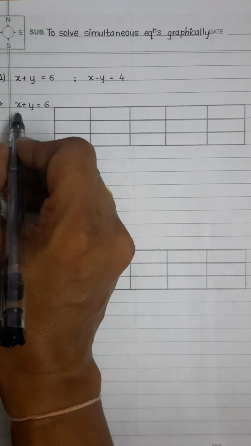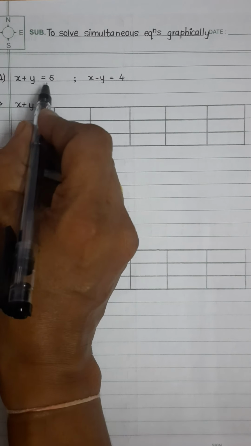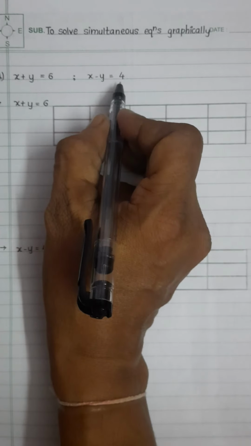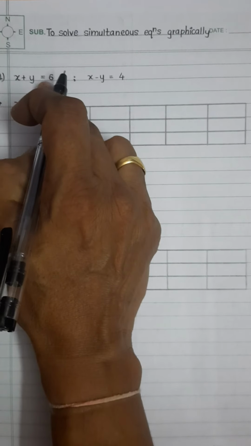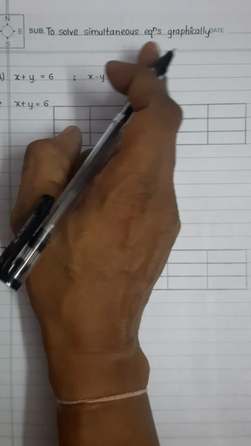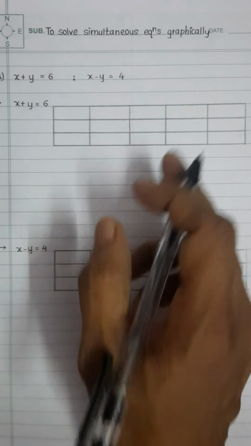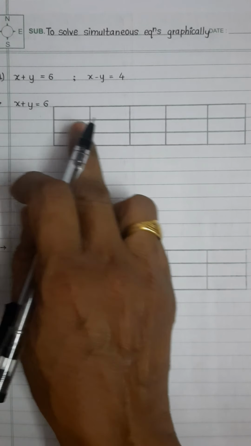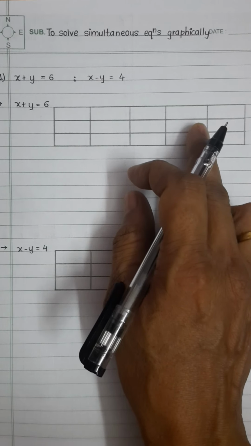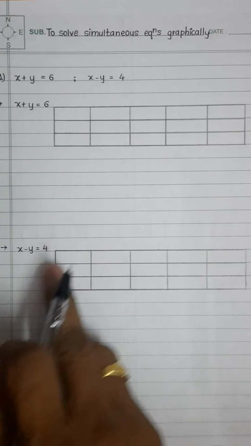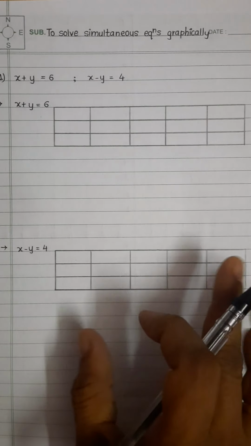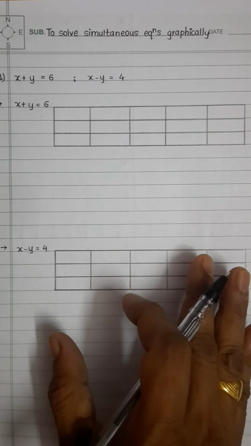Two equations are given: x plus y is equal to 6, and the second linear equation in two variables is x minus y is equal to 4. These two equations we have to solve graphically. For that purpose, we have to take out 4 ordered pairs for each equation and make a table like this. For the second equation, we make a table like this. In that, we have to find a minimum of 4 points.